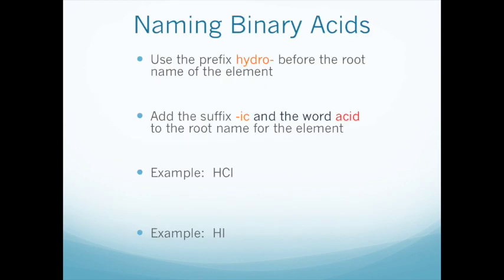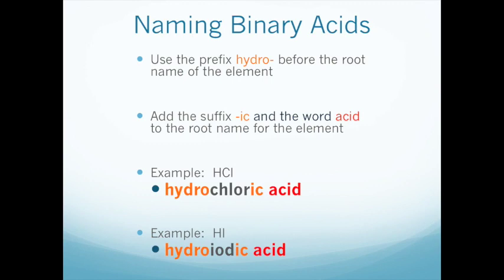So, we name binary acids by using the prefix hydro before the root, and then adding the suffix "ic" and the word acid to the root name. So, for example, HCl is hydrochloric acid because it has chlorine in it, and then HI is hydroiodic acid.